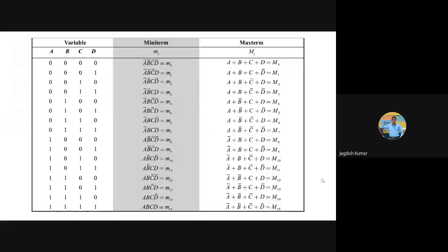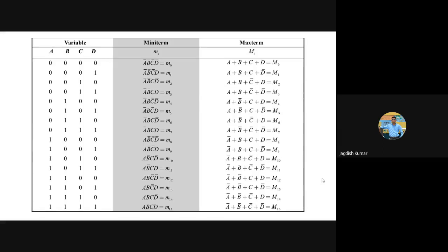Now, the question is, why are min term and max term so important? Actually, the concept of min term and max term is very, very important in the sense that it becomes convenient to represent our basic logical expressions in terms of min terms and max terms. It will be clear shortly. Before I do that, let us move to the next slide. Okay, here is a 4 variable case.